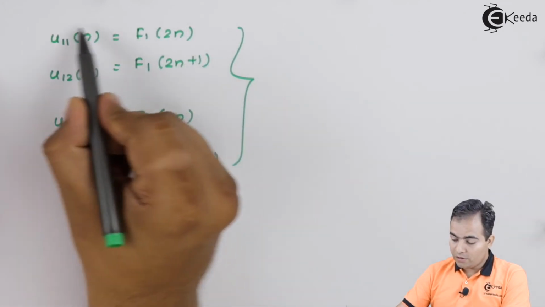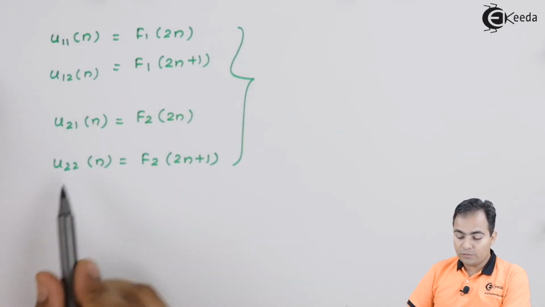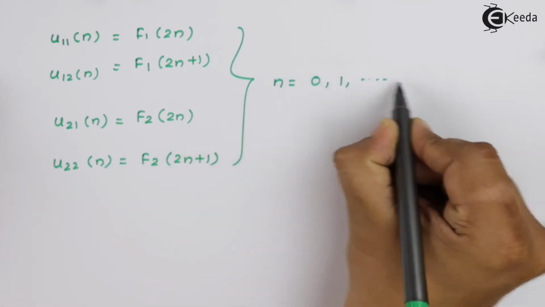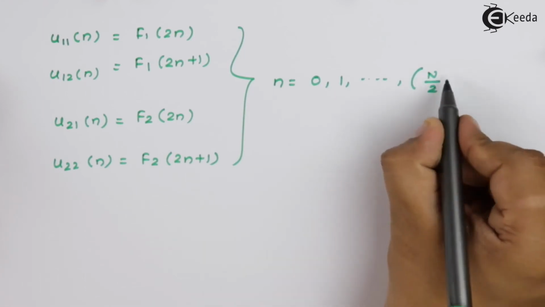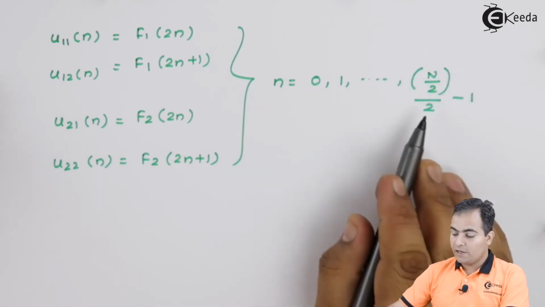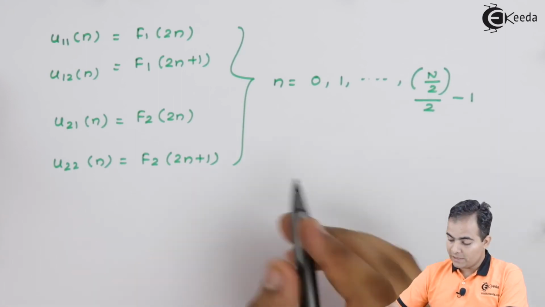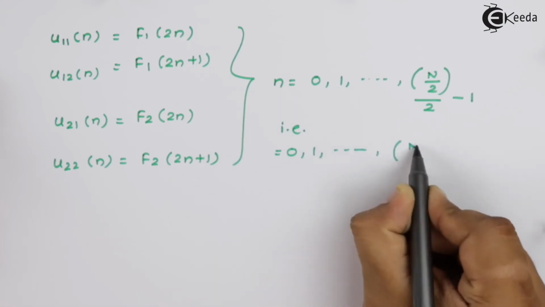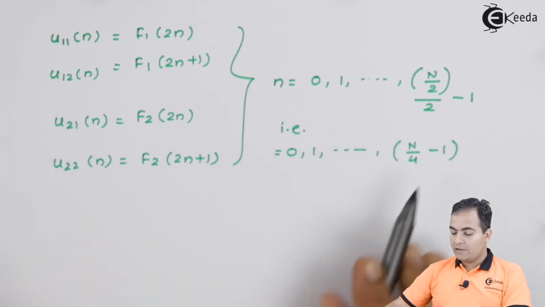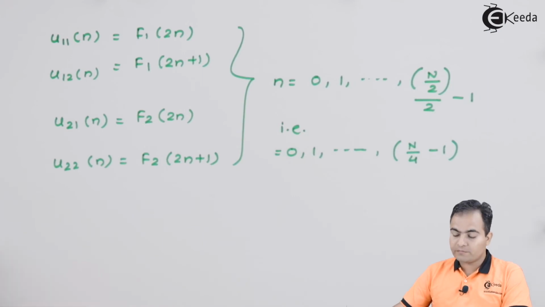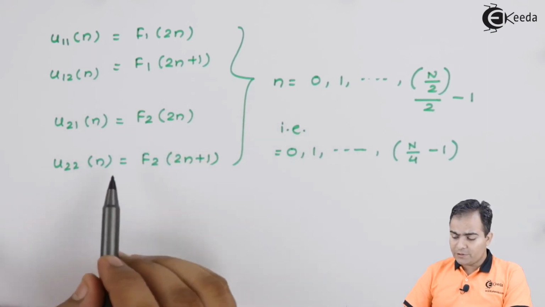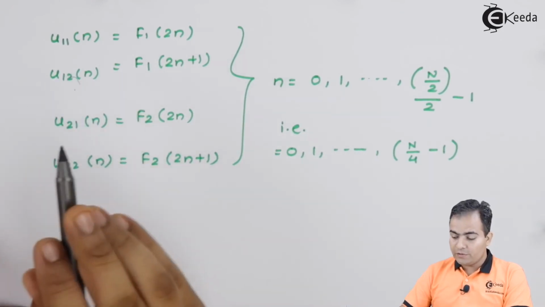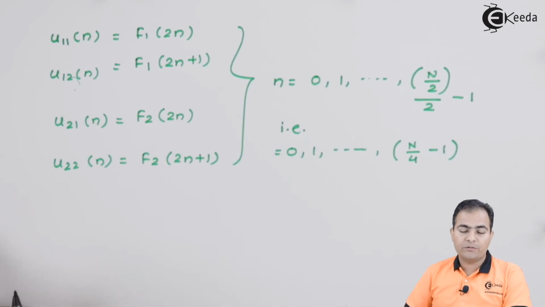So for all these u11, u12, u21 and u22 values, my n value starts from 0 to n by 2 minus 1, that is, n by 4 whole minus 1. Now we will substitute this value in my equation and find out the DFT of u11, u12, u21 and u22 of n.